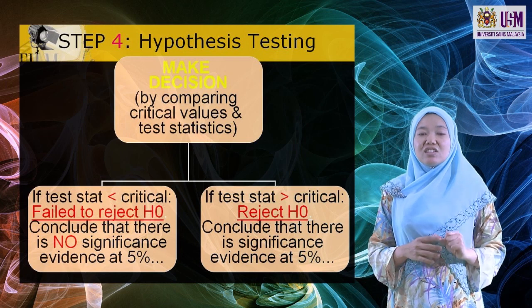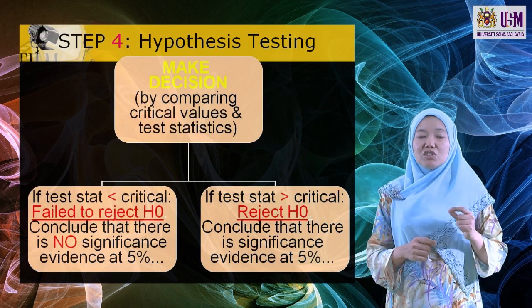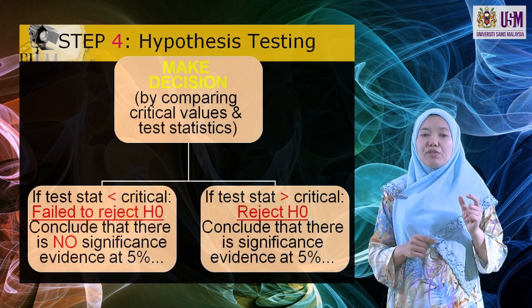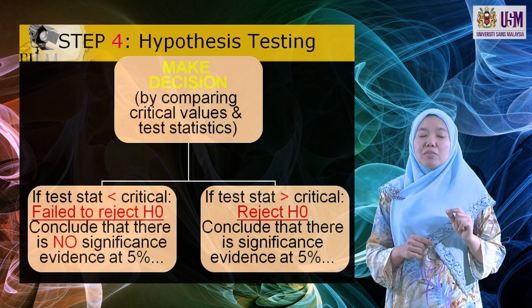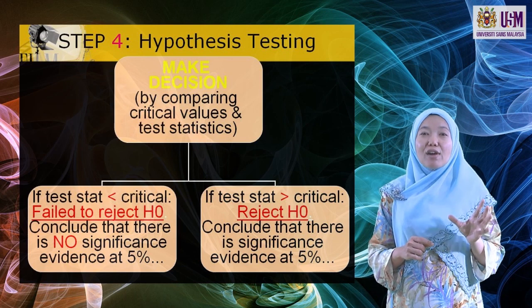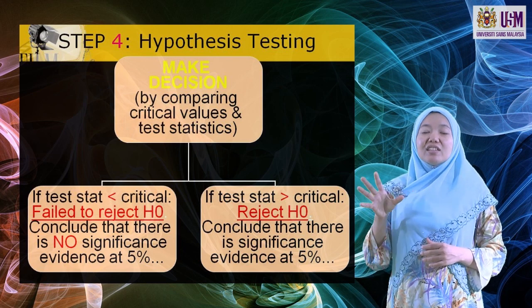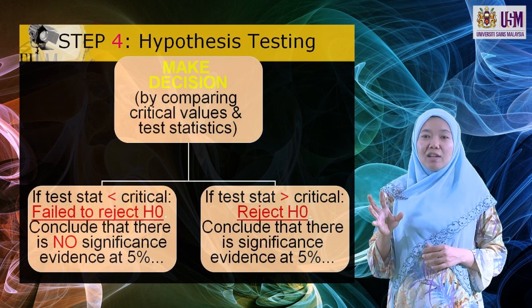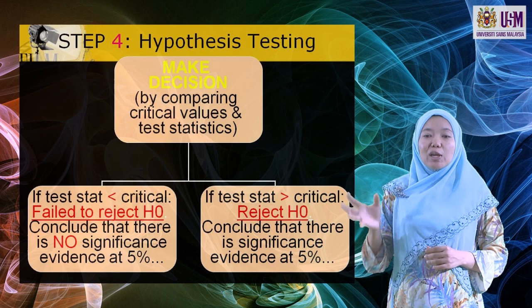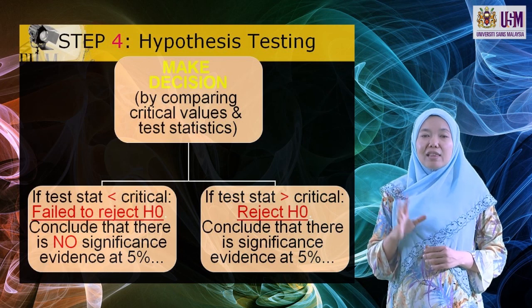If the test statistic is less than the critical value, your decision is fail to reject H0. Failing to reject H0 means that you can conclude that there is no significant evidence at the 5% level. On the other hand, if the test statistic is greater than the critical value, you can reject H0, and you can conclude that there is significant evidence at the 5% level.